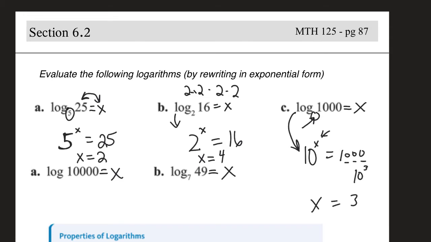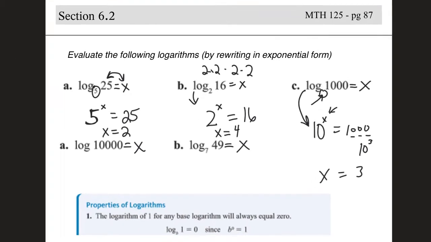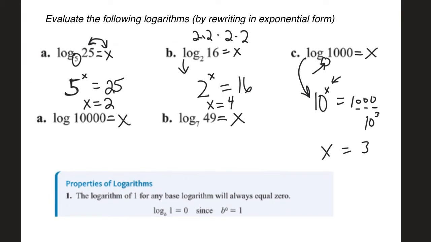Take a moment, you're going to do A and B, and then I want you to come back and compare your answers to mine. So take a moment right now, pause the video. For A, I have 10 raised to the power of x equals 10,000. So x must be 4. There are 4 zeros there. For B, 7 raised to the power of x equals 49. So x must be 2 because 7 squared is 49.